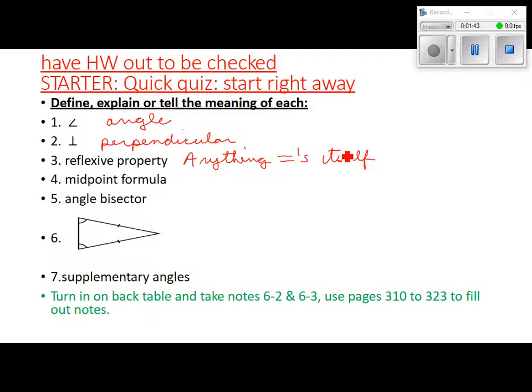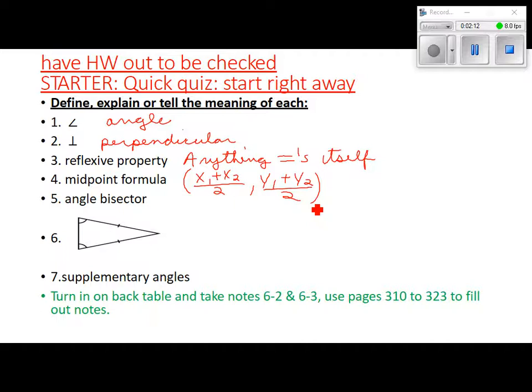Midpoint formula. Parentheses x1 plus x2 over 2, comma, y1 plus y2 divided by 2. How many people should have missed that? None. Why? I got a question. I put the X in and Y in. Does it matter? It's up there on the board. You shouldn't have missed that one.